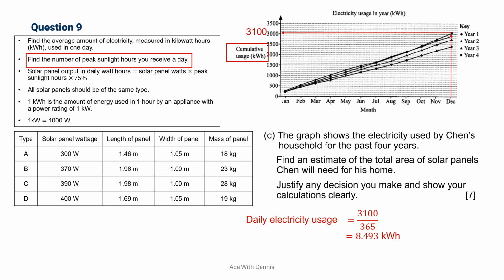Next, the second instruction is find the number of peak sun hours you receive a day. So we have found the average daily peak sunlight hours in the previous question, which is 53.3 divided by 12 hours.